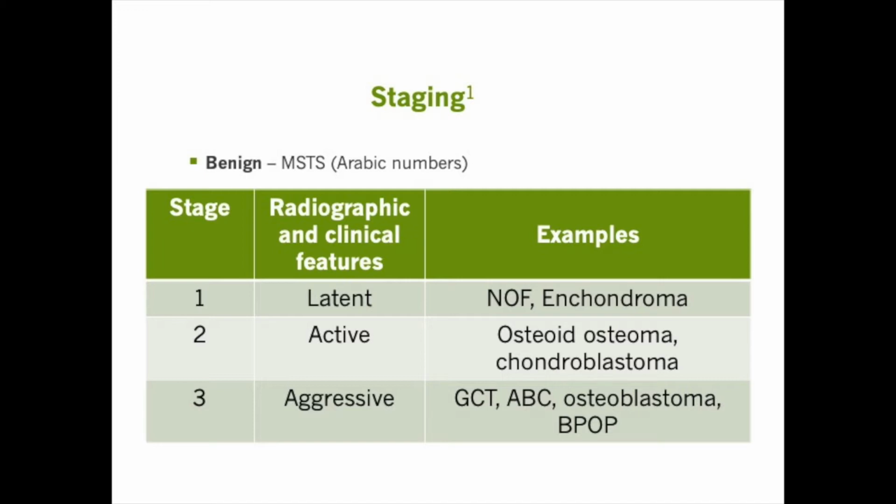So the first thing we start with is benign staging, which is dictated by the Musculoskeletal Tumor Society or the Enneking classification. These are Arabic numbers 1, 2, and 3, the ones that we know as our normal numerals. So a stage 1 is a latent benign tumor, stage 2 is an active benign tumor, and stage 3 is an aggressive benign tumor. So a latent tumor is one that's been there for a long time, not really doing anything. There's going to be no surrounding reactive zone on the MRI, and it has a relatively indolent course.